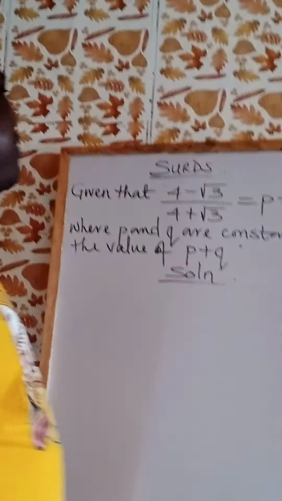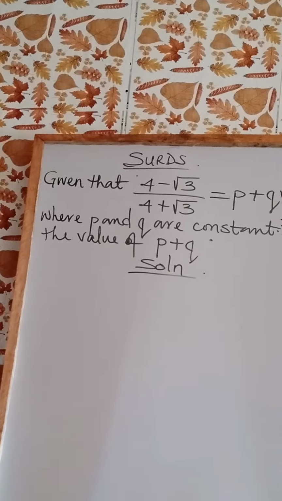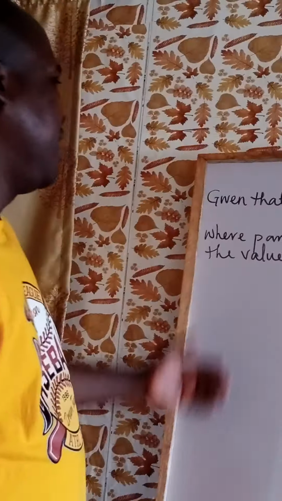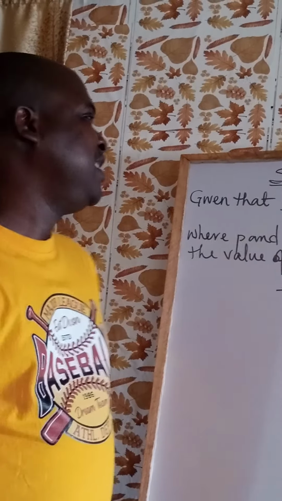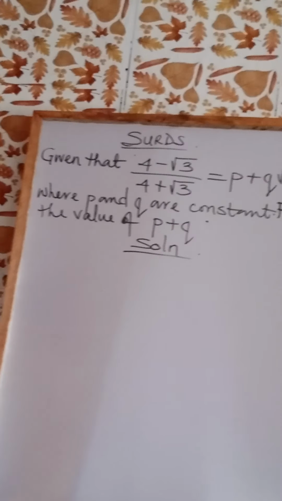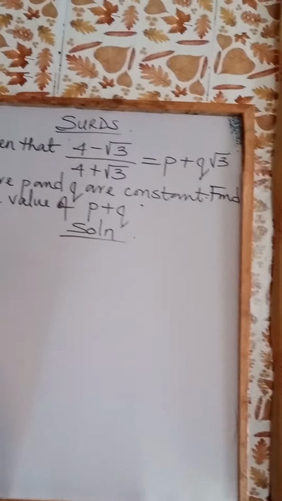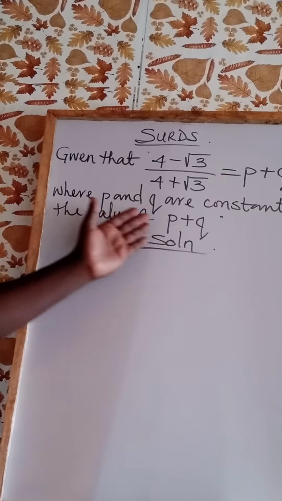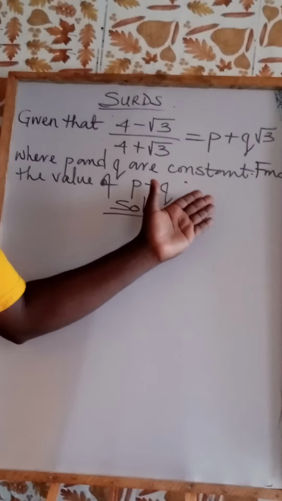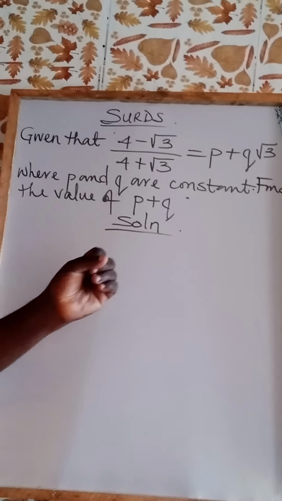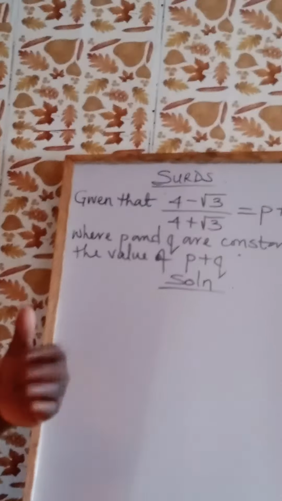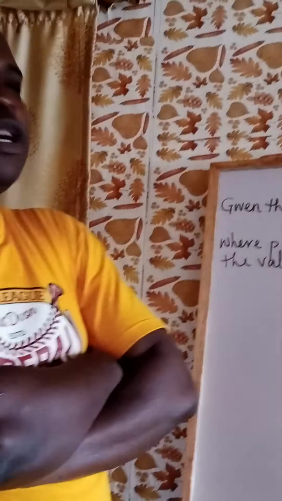We have a problem at hand. Not really a problem. We are given a question like this: given that 4 minus root 3 all over 4 plus root 3 is equal to P plus Q root 3, where P and Q are constants, and they want us to find the value of P plus Q. Oof! How am I going to solve this question?